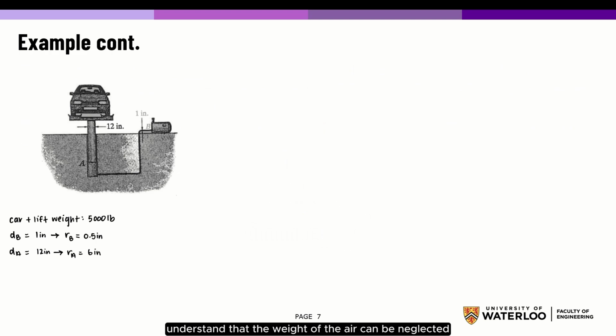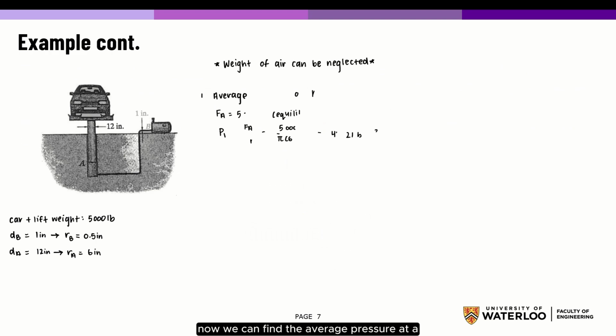First, understand that the weight of the air can be neglected. Now we can find the average pressure at A. Due to equilibrium, the force created by the air pressure at A is equal and opposite to the weight of the car and lift. Therefore, the force at A is 5,000 pounds.